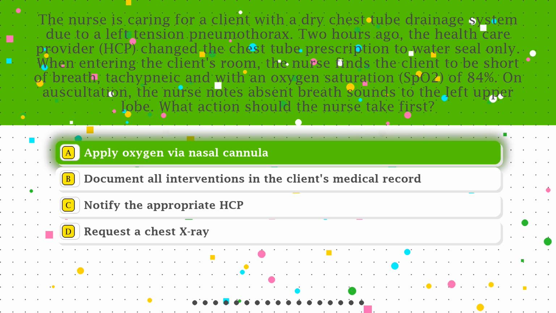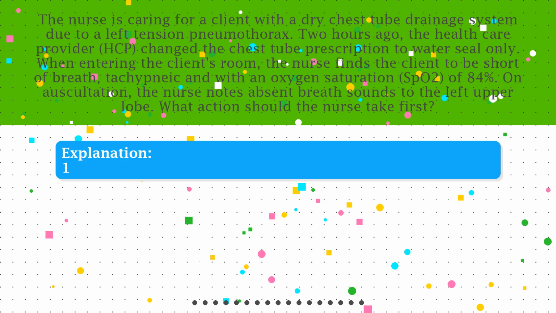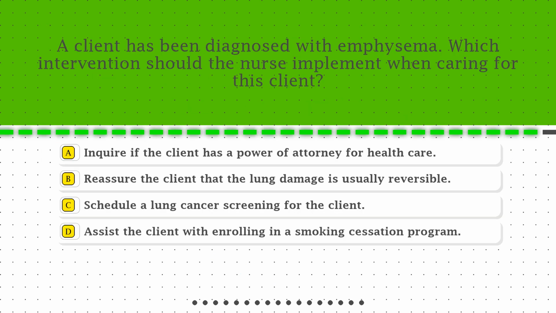The correct answer is option A. Apply oxygen via nasal cannula. Question 13. A client has been diagnosed with emphysema. Which intervention should the nurse implement when caring for this client? Option A. Inquire if the client has a power of attorney for healthcare. Option B. Reassure the client that the lung damage is usually reversible. Option C. Schedule a lung cancer screening for the client. Option D. Assist the client with enrolling in a smoking cessation program.